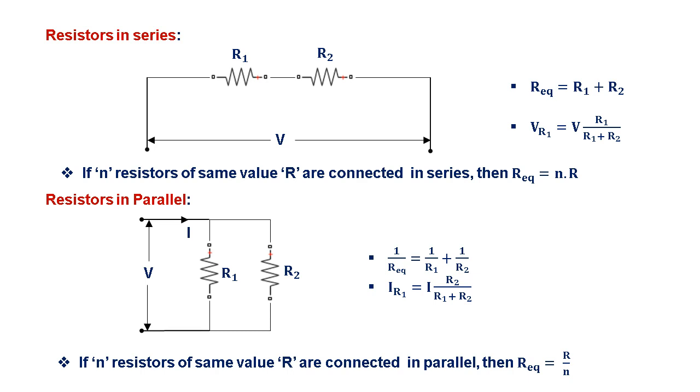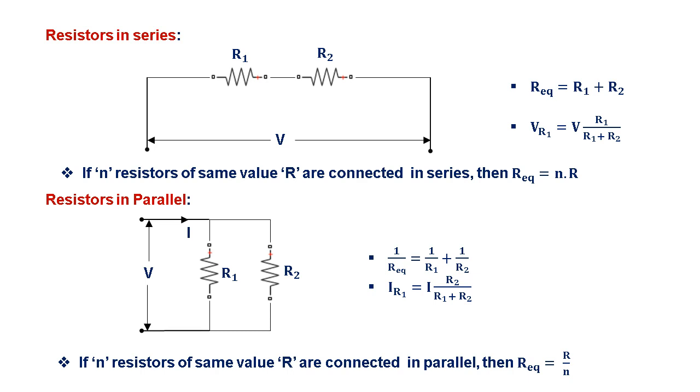Suppose if two resistors are connected in series, then their equivalent resistance is R1 plus R2. The voltage across resistance R1 can be calculated by using the formula VR1 is equal to total voltage into resistor R1 value divided by R1 plus R2. If n resistors of same value R are connected in series, then their equivalent resistance is equal to N into R.